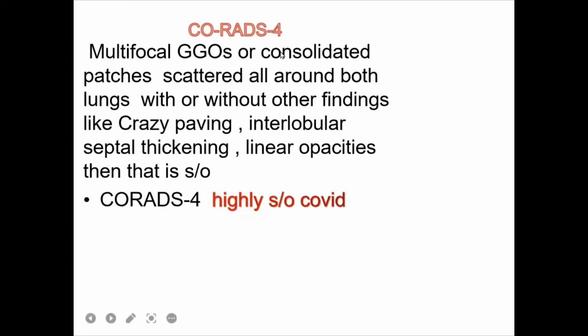You will see multifocal GGOs or consolidated patches scattered around both lung fields. So it will be involving almost all the lobes of the lung, and there could be a mixed pattern of GGOs and consolidated patches. You can see other findings also, like interlobular septal thickening, linear opacity, crazy paving also. So these are highly suggestive of COVID, Co-Rads 4. Let me demonstrate with a video first.